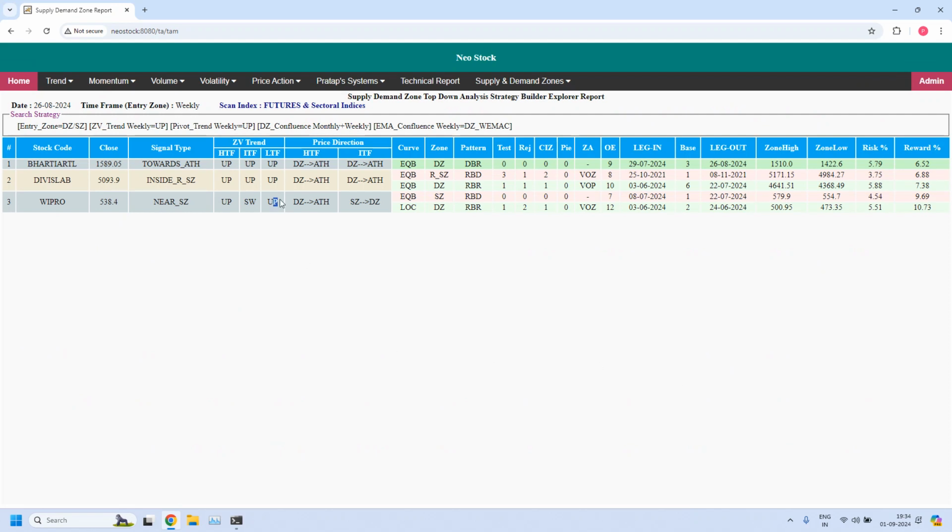And the weekly trend is up, monthly trend is up, and this one is sideways. This is the quarterly trend. What you can do, you can take these three stocks and fine-tune to the daily zone. In the daily zone, you can plan the trade because both these zones, this is going to be HTF, this is going to be ITF, and whatever daily zones you are identifying can be LTF.